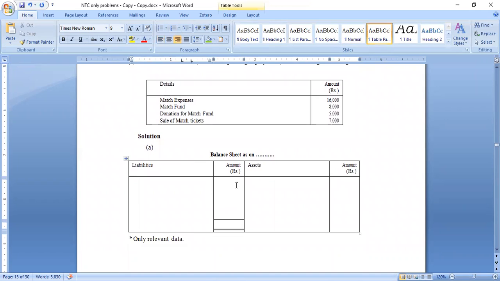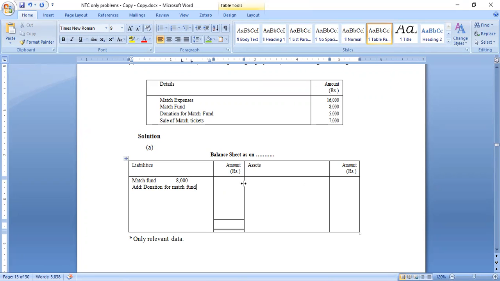So on the liabilities side, match fund 8,000, add donation for match fund.